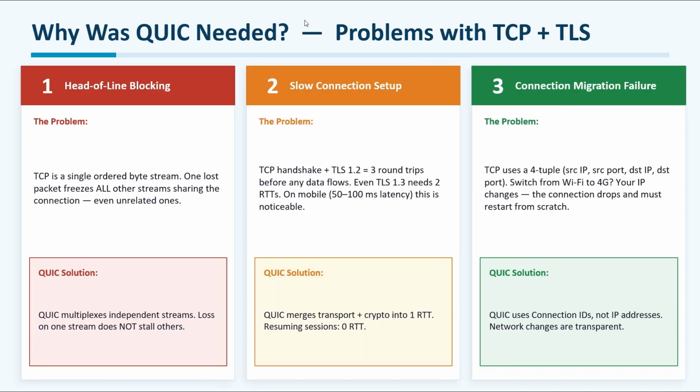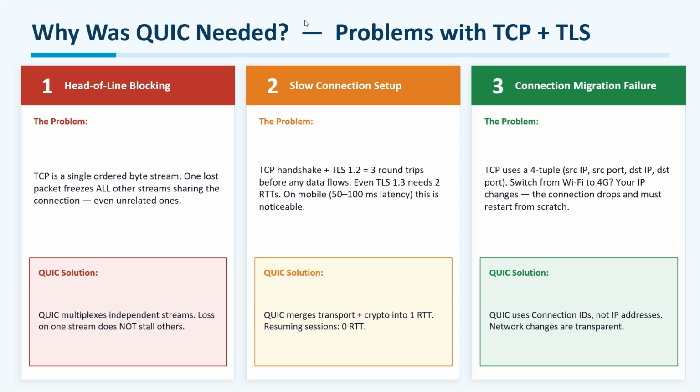Now let's look at why QUIC was needed. To understand why QUIC was needed, we really need to first look at its predecessors and their limitations, specifically TCP combined with TLS. The first problem was the head of line blocking issue. TCP treats a connection as a single ordered stream of bytes. If one of the packets is lost anywhere in that stream, TCP stops and waits until the missing packet is retransmitted or received. This is called head of line, or HOL, blocking.